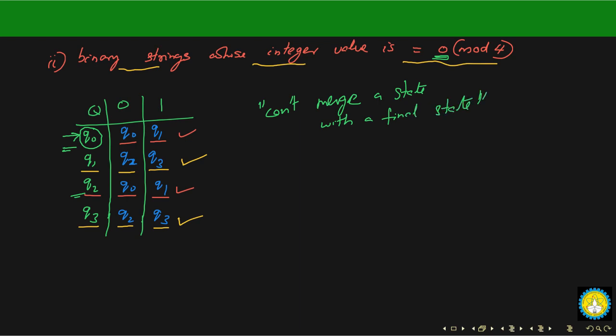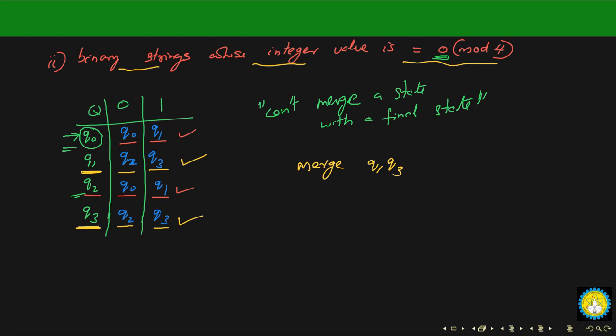Okay, this is important. But look at Q2 and Q3. Q2 and Q3 are normal, non-final states, right? Sorry, it's Q1 and Q3. So look at Q1 and Q3. The transitions on 0 and 1 are the same. Q1 and Q3 are identical states, and none of them is a final state. So I can merge Q1 and Q3, because the transition information is the same.